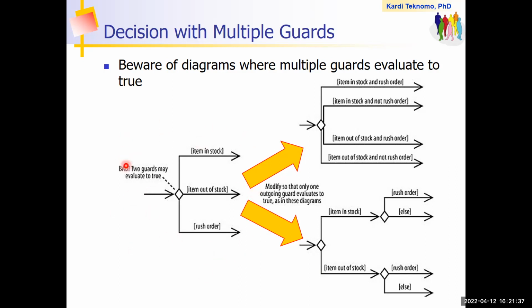Why is this bad? What do you think? In and out are mutually exclusive, right? But rush order is something else, right? So that's why you need to put in all the possible values. In here you don't put all possible values. This is bad. When you put in yes, in and out, rush order or else, rush order or else, you put all possible values. Is it clear or not?